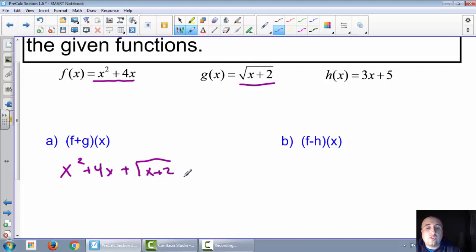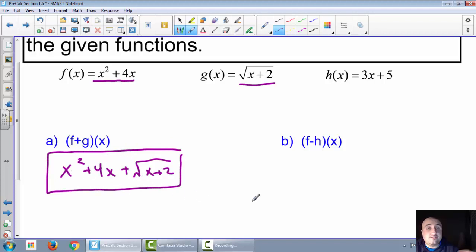Now this is kind of strange because we're thinking, well, can I add this 4x to my x inside the square root? You cannot add over a square root symbol. So really, there's no like terms here, there's nothing I can do. So this is our final function. Okay, all I did was add them together. There's nothing I can simplify there, and that's it. x squared plus 4x plus square root of x plus 2.